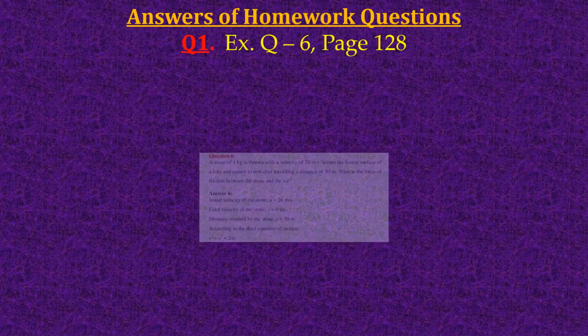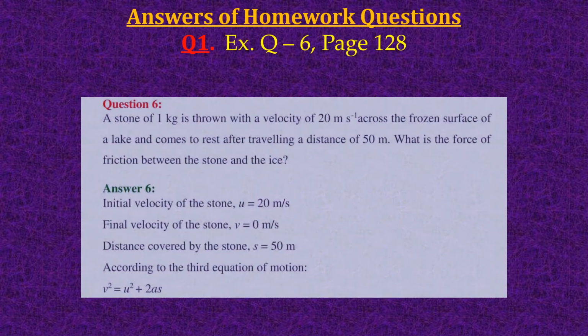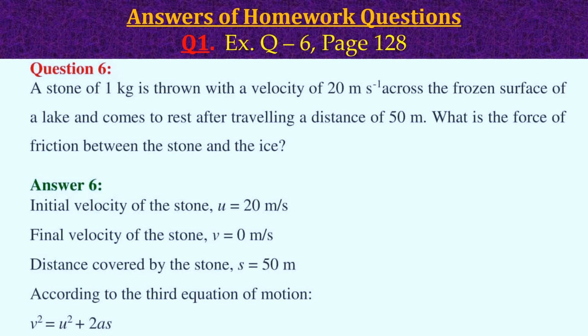Children, let's see the first question, that is exercise question number 6, which is given in page number 128. A stone of 1 kilogram is thrown with a velocity of 20 meter per second across the frozen surface of a lake and comes to rest after traveling a distance of 50 meter. What is the force of friction between the stone and the ice?